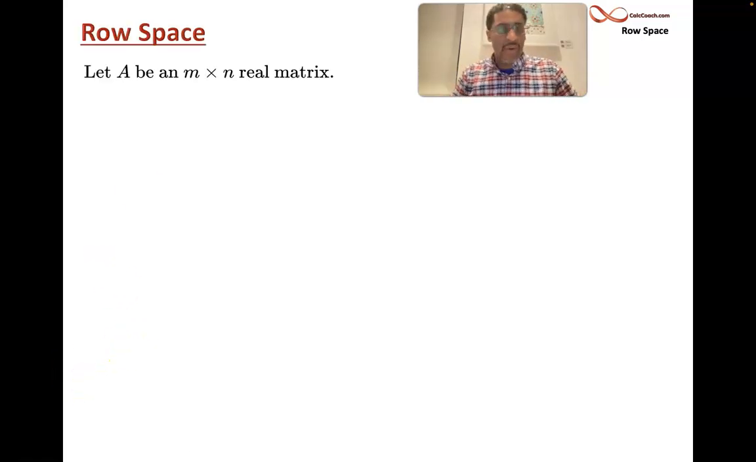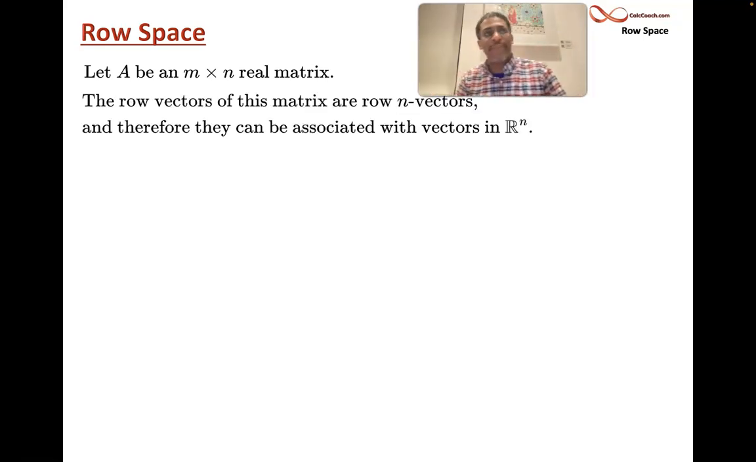What is the row space? Let's start with an M by N real matrix: M rows, N columns. Think about each of the rows. How many components are in the row vectors? Treating the rows like vectors, they will have n components. These rows are in Rn.